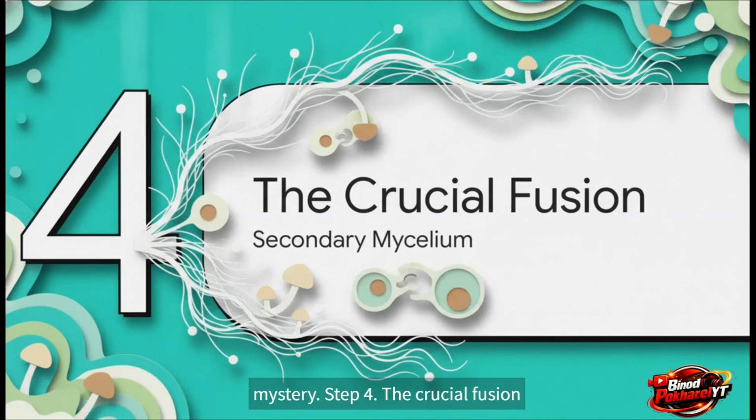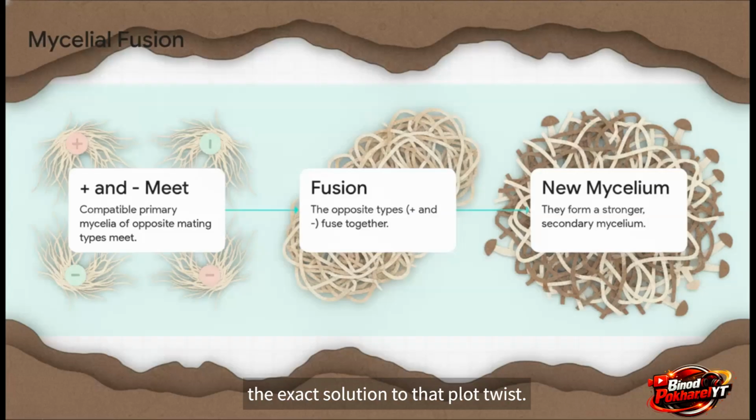Step 4, the crucial fusion, creating secondary mycelium. So, here is the exact solution to that plot twist. Under the cover of darkness, incredibly deep in the soil, our primary mycelium is spreading out. Eventually, its microscopic threads bump into the threads of another primary mycelium that grew from a completely different spore.